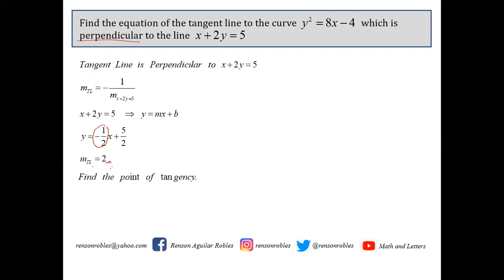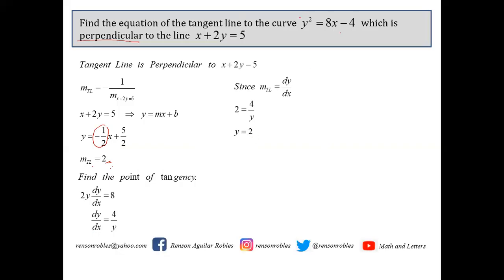And to find the point of tangency, we shall differentiate this implicitly. So the derivative of y squared is 2y dy dx. And the derivative of 8x minus 4 in terms of x is simply 8. Therefore, dy dx is equal to 8 over 2y, or that's 4 over y. So to find the slope of the tangent line, that is equal to dy dx. So we shall replace this dy dx by 2. So we shall now have 2 equals 4 over y, or y is simply equal to 2.